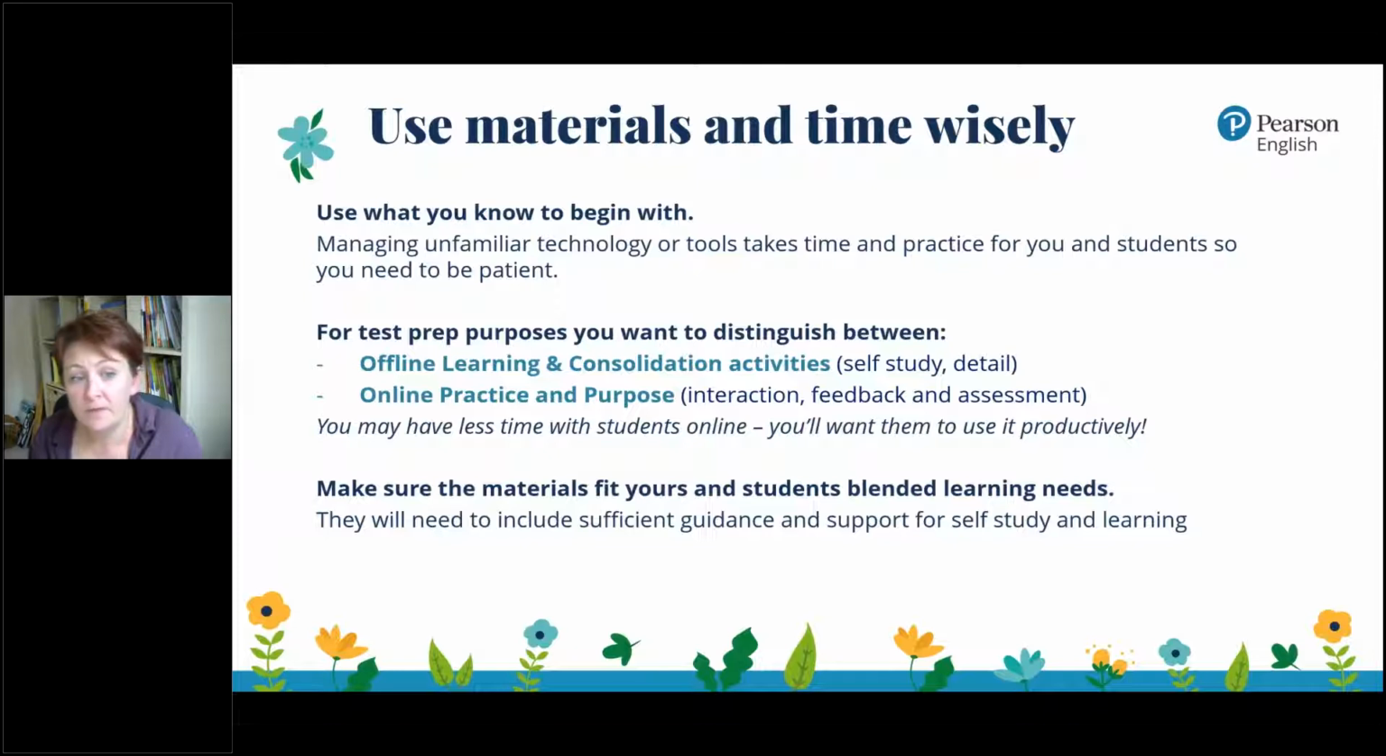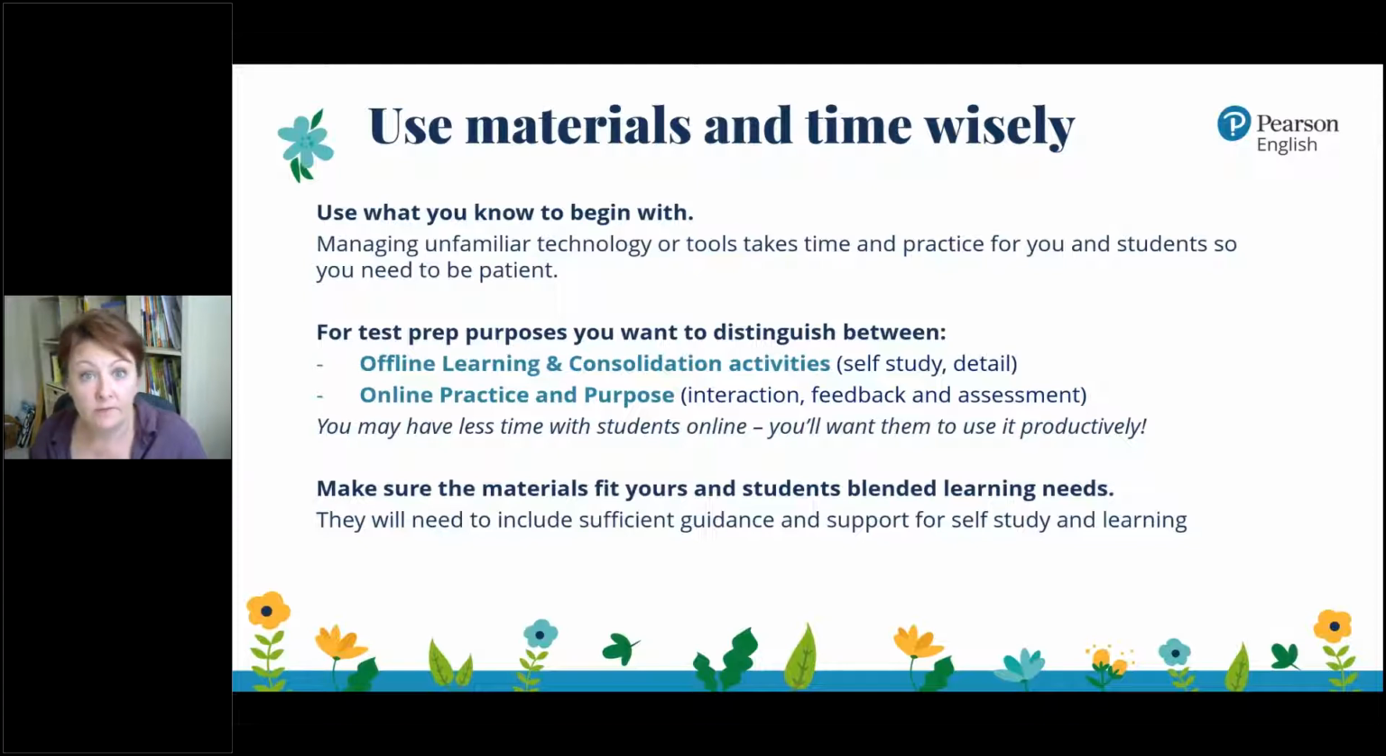For test prep purposes, you need to look at offline as learning and consolidation activities. So that's where you're going to have your self-study and your detail and your granular look at the test knowledge and what your students need to know. When you are online with them, whether it's a classroom or an activity that you're doing online together, that's where you get the interaction, the feedback, and those productive skills, right? That speaking and writing that you said is the most difficult.